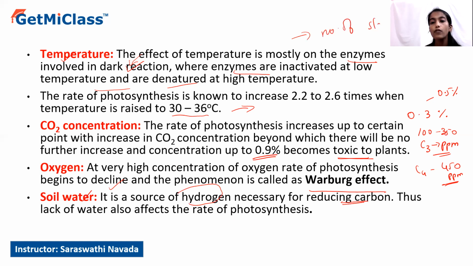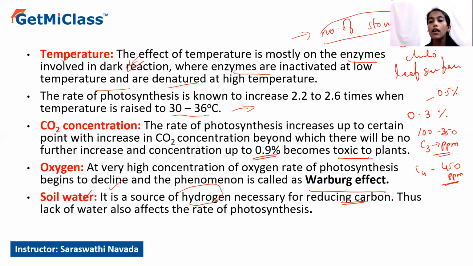and when the stomata will be open, whether it is during the daytime or the night time, and similarly the concentration of the chlorophyll pigment and leaf surface area. All this will also affect the rate of photosynthesis. So these are the internal factors. Coming to the number of stomata, the more the number of stomata, the more carbon dioxide can be fixed, so the rate of photosynthesis will be more.